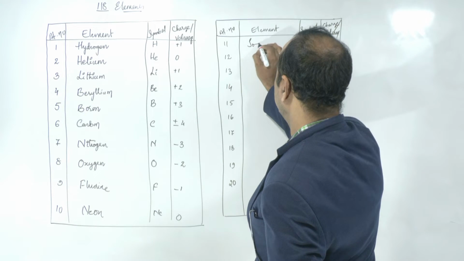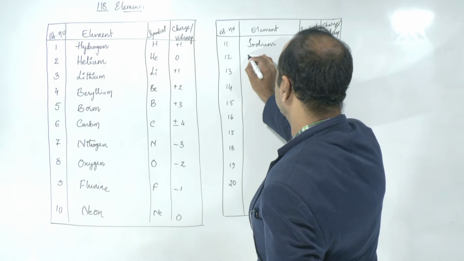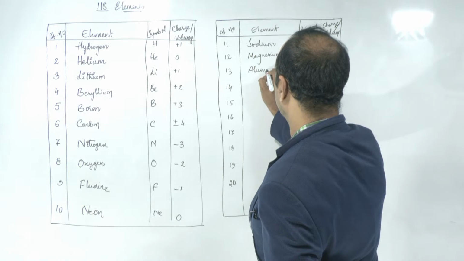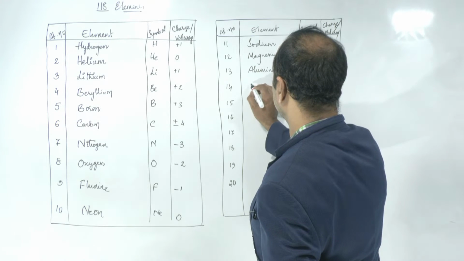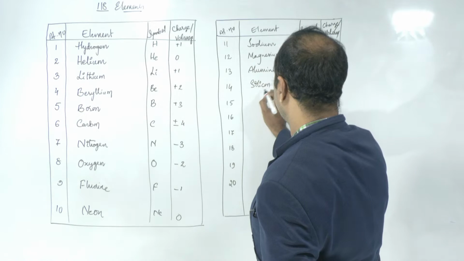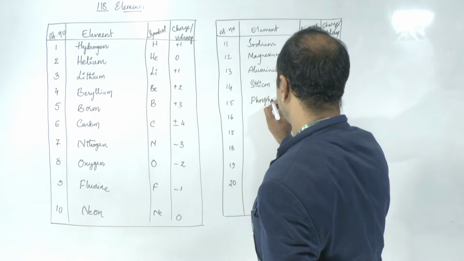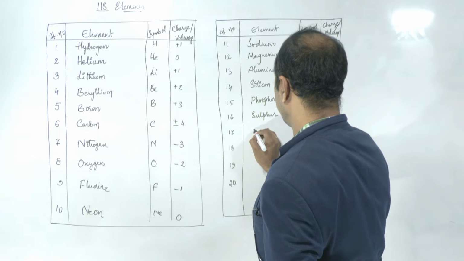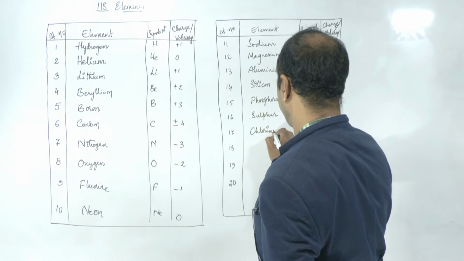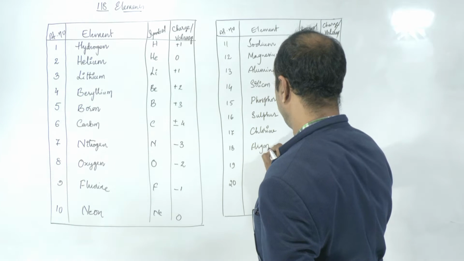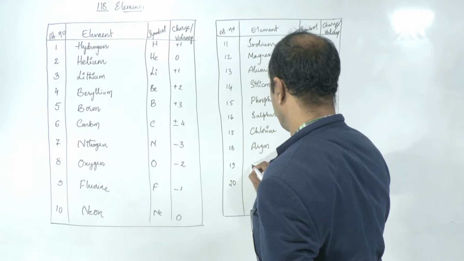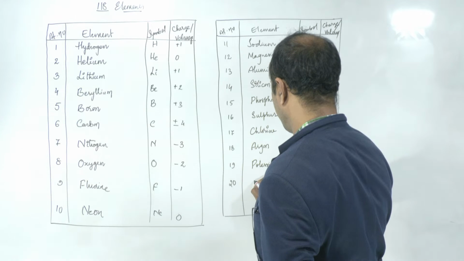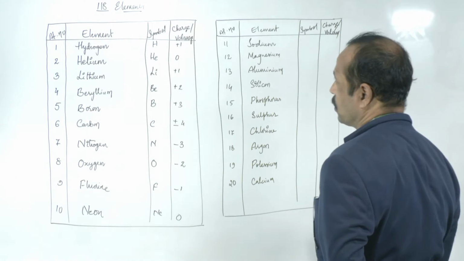So the 11th one is sodium, 12 is magnesium, 13 is aluminium, 14 is silicon, 15 phosphorus, 16 sulfur, 17 chlorine, 18 argon, 19 potassium, and 20 calcium. Students, you make one more column, that's better.